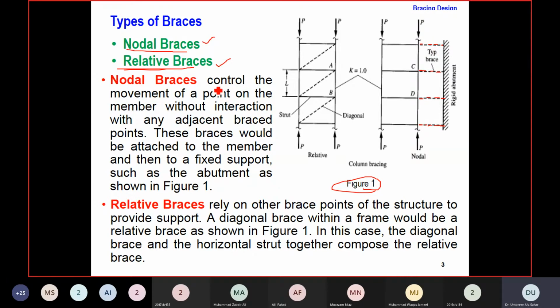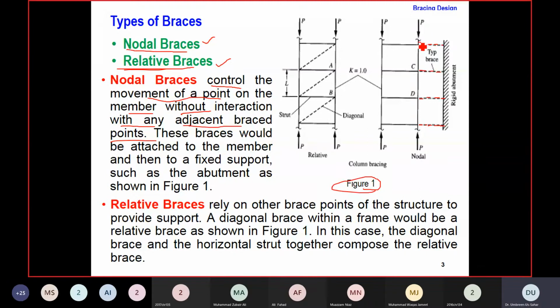So the nodal braces are the braces that control the movement of a point on the member, meaning on the frame itself, the member that is a part of the frame itself, without interaction with any adjacent braced points, any other braced points. Then where is it going to be connected? So what does it mean?